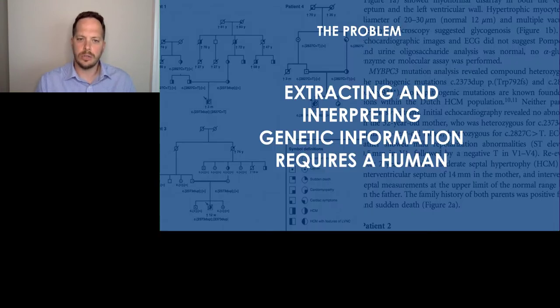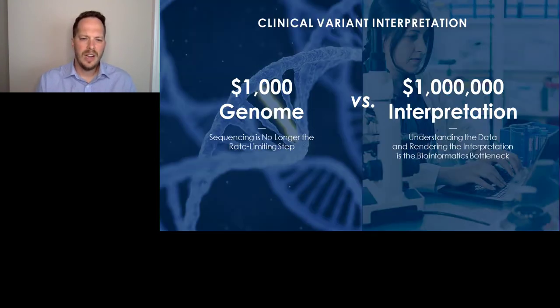But the challenge is that extracting and organizing and interpreting all of this genetic information requires human intervention to both assemble that data as well as to interpret that data. And that has intrinsic limitations towards scaling genomic medicine. In the clinic, this problem has been referred to as the $1,000,000 interpretation when juxtaposed in the face of precipitously decreasing costs of producing this data in the form of, say, the $1,000 genome, which 5 or 10 years ago was just a futuristic pipe dream.